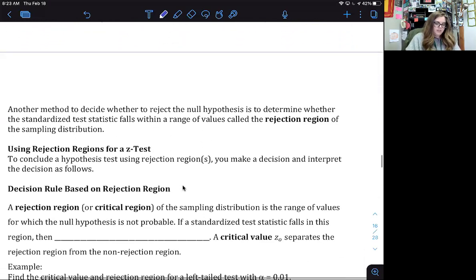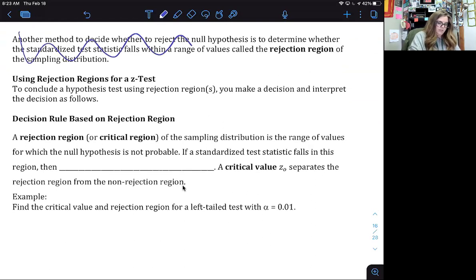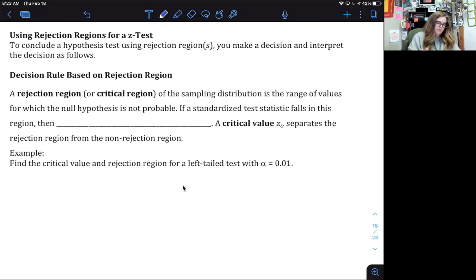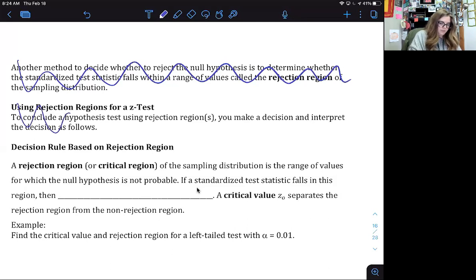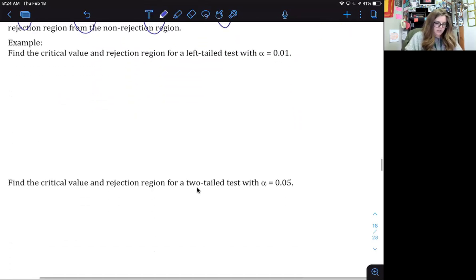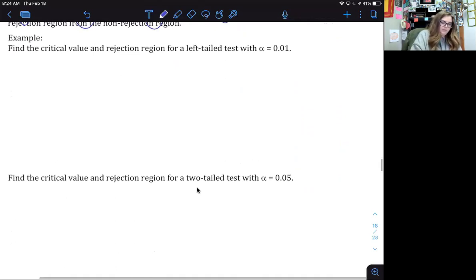That z-score is our standardized test statistic. Another method to decide whether to reject, and actually that little bit's the same as what we already talked about. This is a repeat as well, and so is this, so we're going to come back to that. We have two more examples of finding the critical value in the rejection region. We already did a left-tailed test, so we're not going to worry about this example.